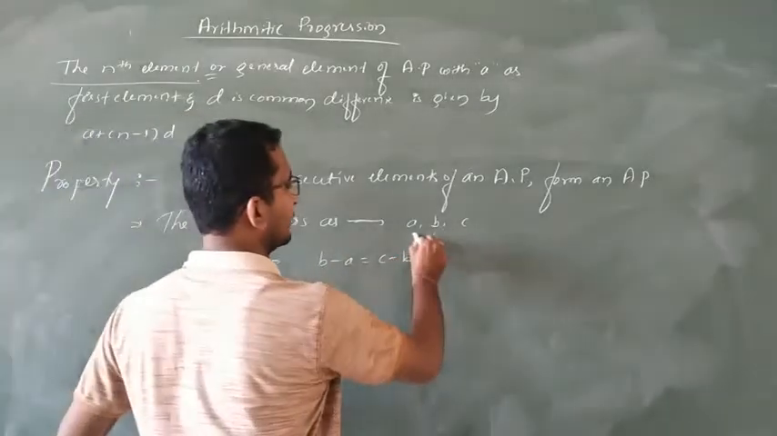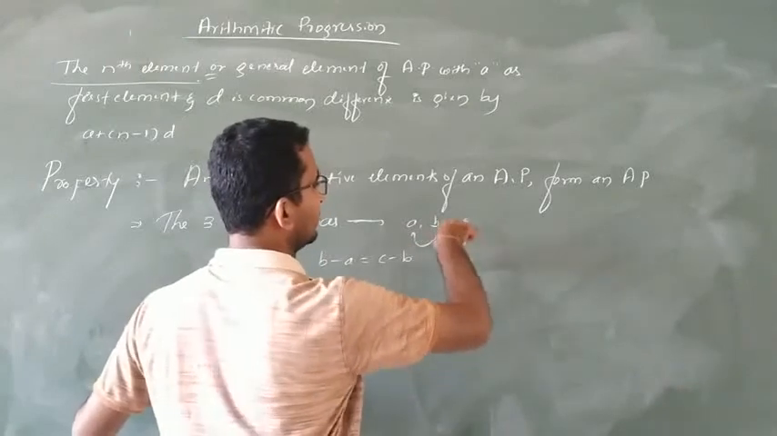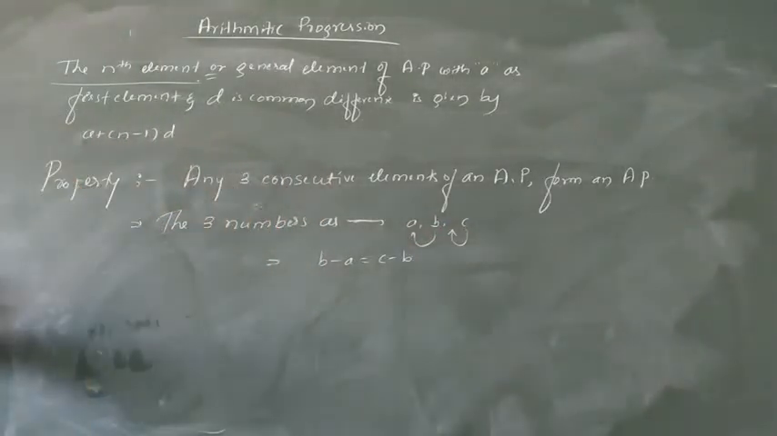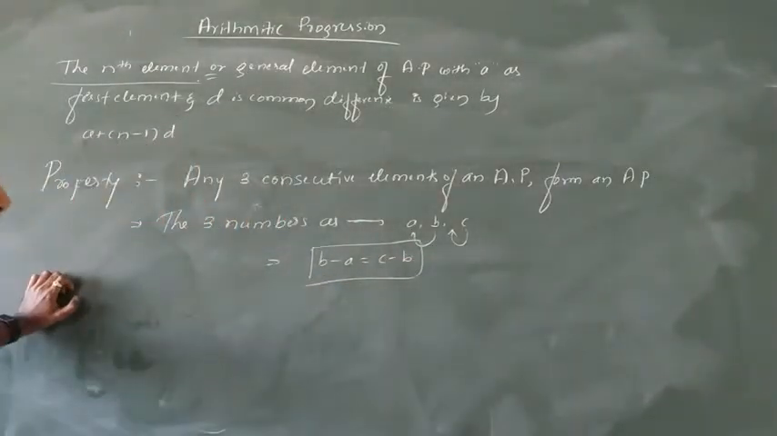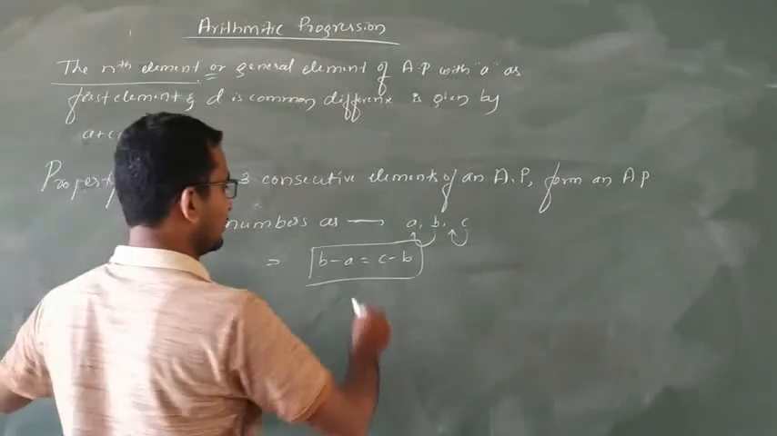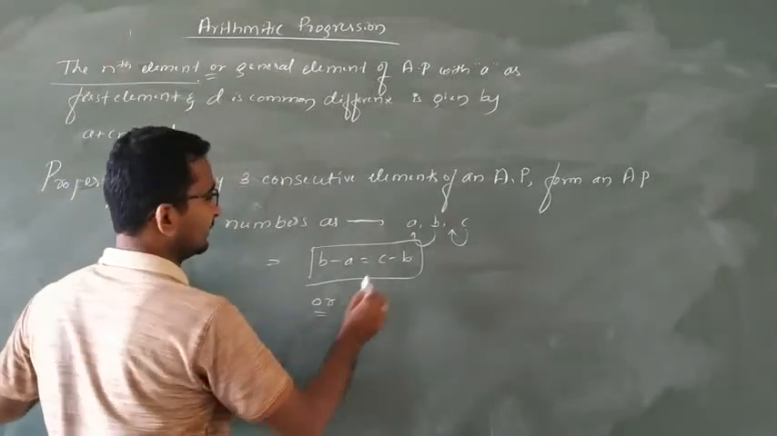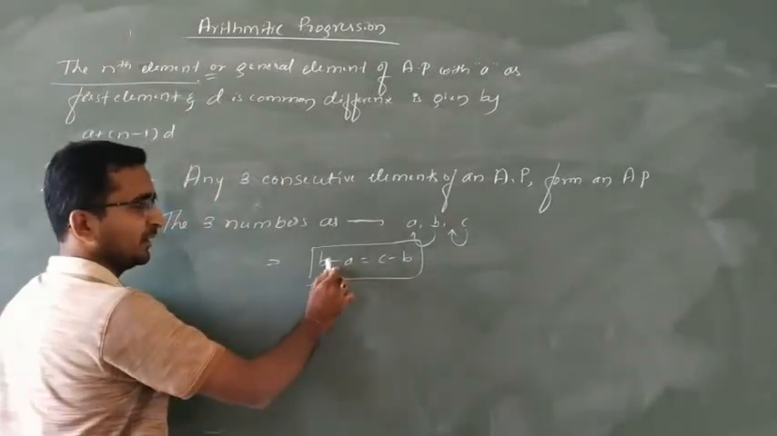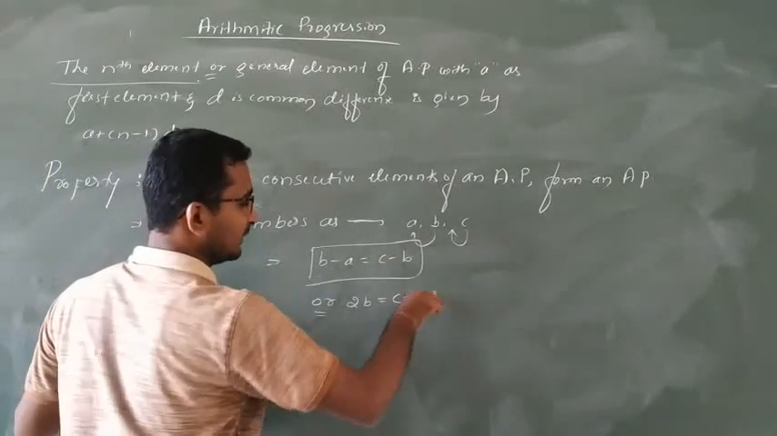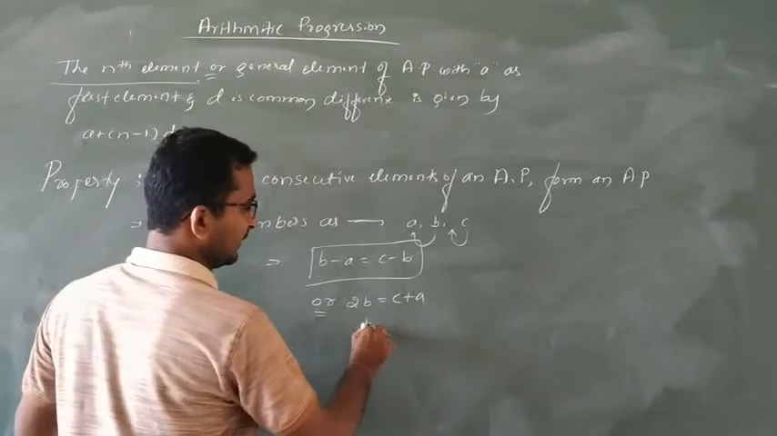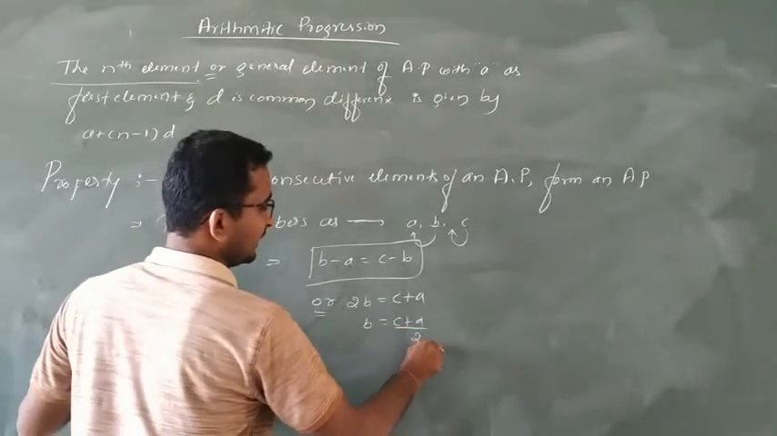The second one subtract the first one is equal to the third one subtract the second one. The condition that should be remembered is B minus A is equal to C minus B. Or somewhat they do it like this: take the minus B to the LHS, then it is B plus B, that is 2B is equal to A plus C, then B is equal to A plus C divided by 2.